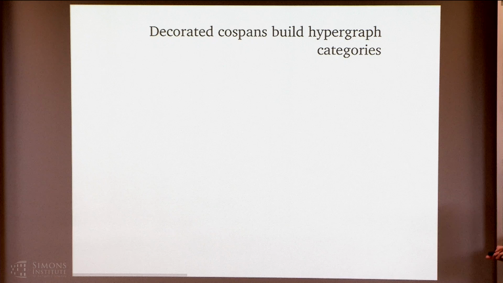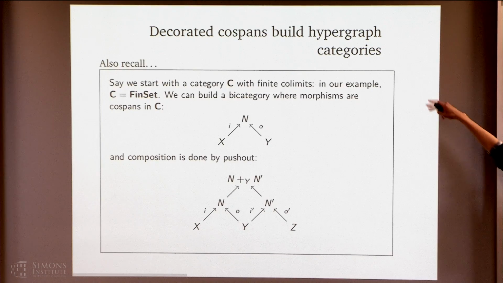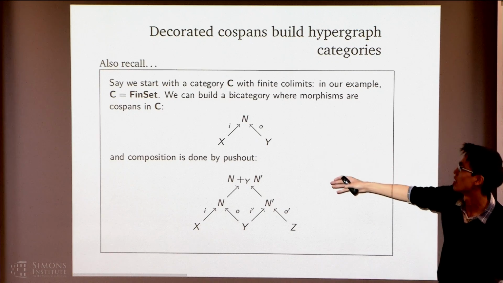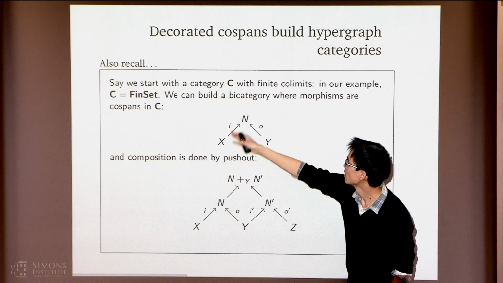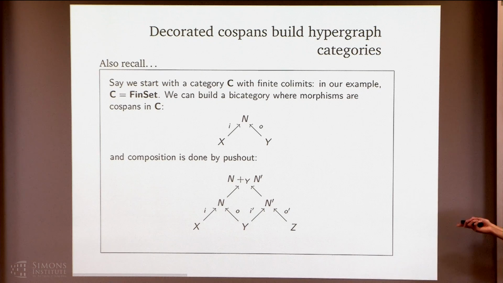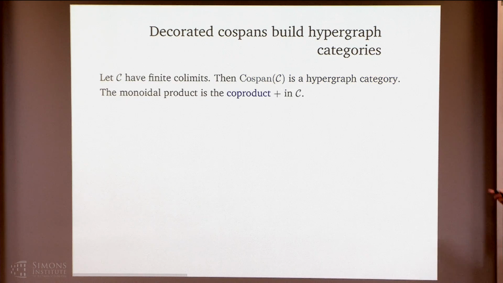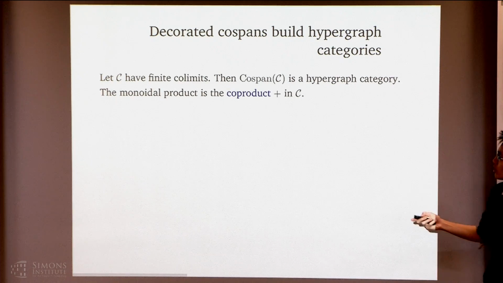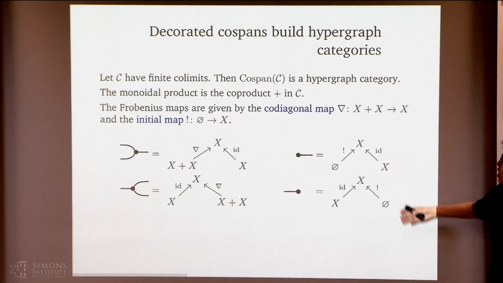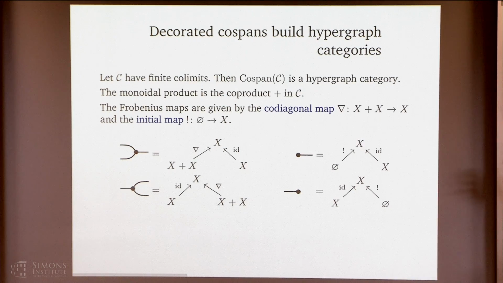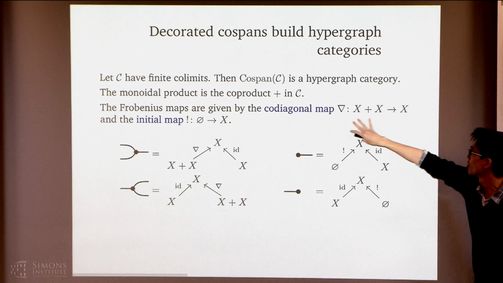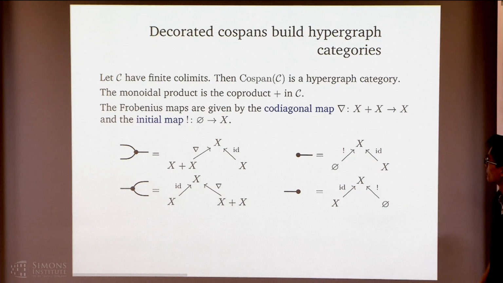So decorated cospans build hypergraph categories. In fact, this is due to structure in the categories of cospans themselves. If we recall, the setting is a category C with finite colimits, and we construct this category Cospan C where the morphisms look like this. They're cospans. So every cospan category is a hypergraph category with a monoidal product. John already went through the fact that they form a symmetric monoidal category with this monoidal product. More interestingly, now the Frobenius maps are given by the codiagonal map and the initial map on each object.